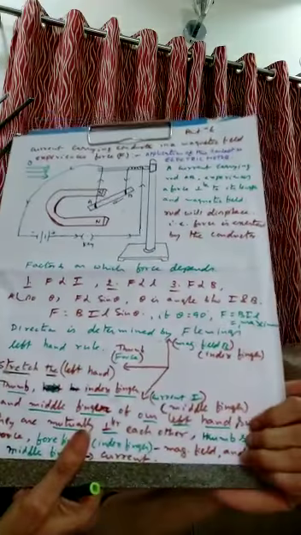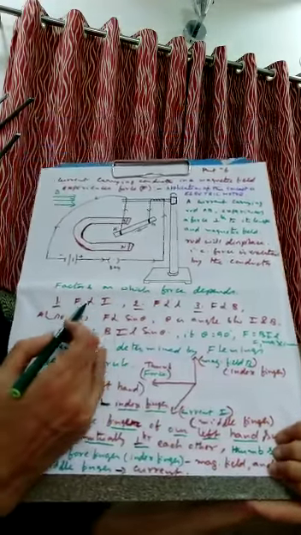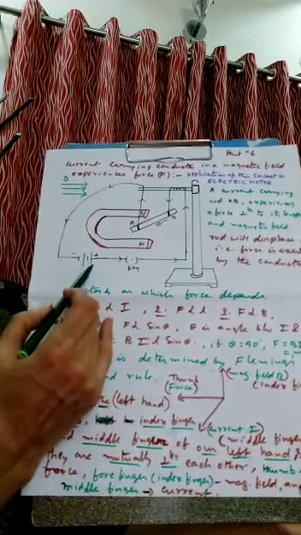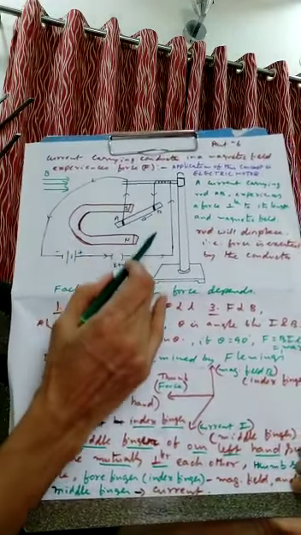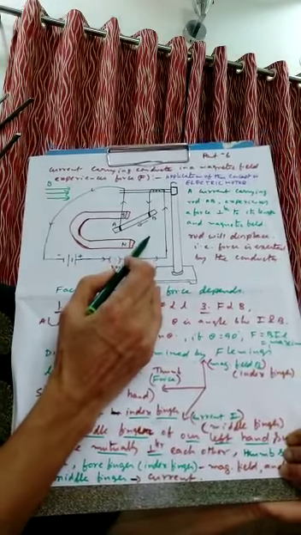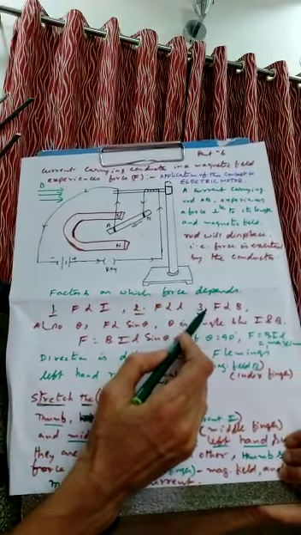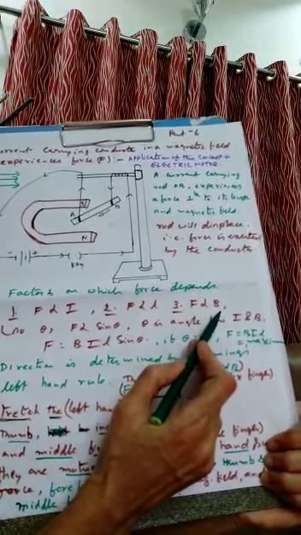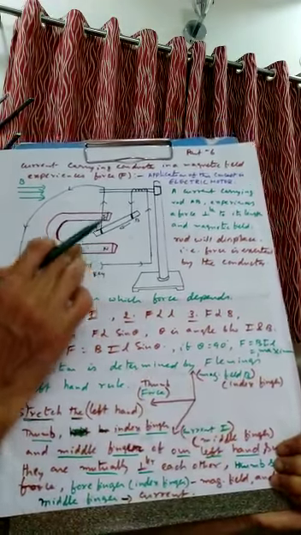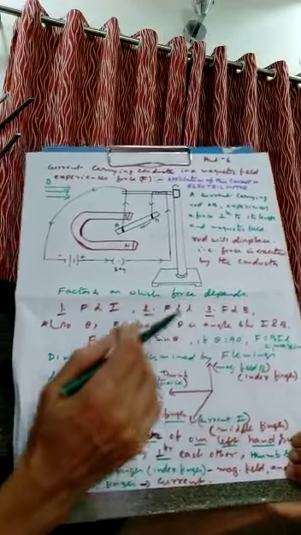On what factors does the force experienced by the conductor depend? Number one, F is directly proportional to I. If the strength of the current is more, there is more deflection, more force. F is proportional to the length of the conductor. If length is more, then force is also more. Number three, force is directly proportional to B, the magnetic field. If the strength of the magnetic field is more, then more force is exerted.